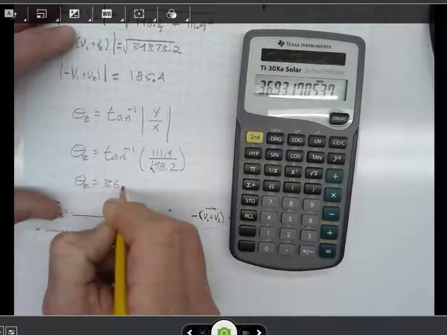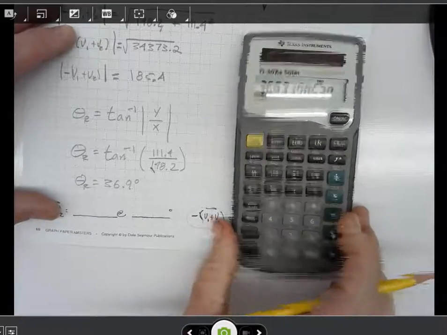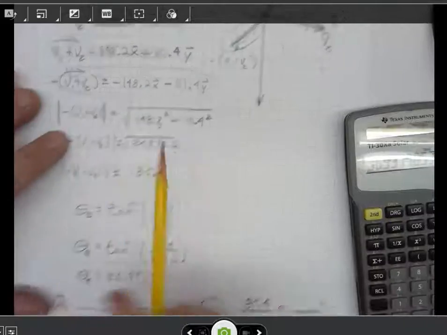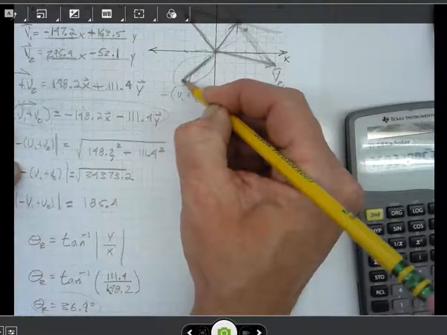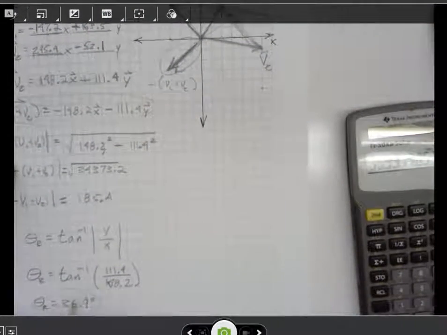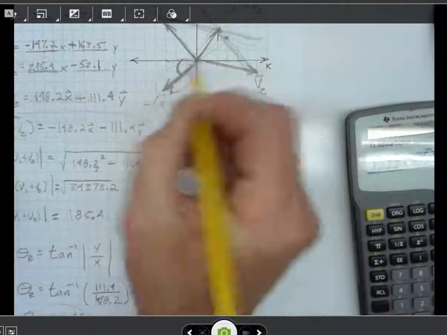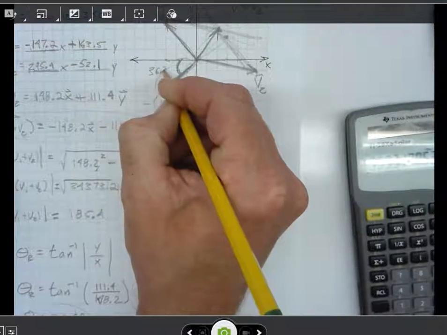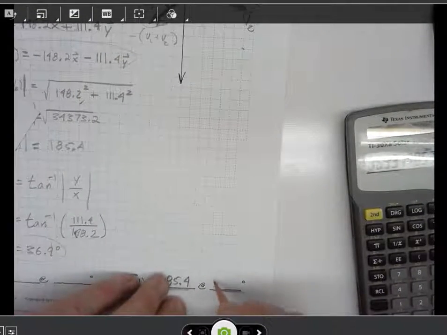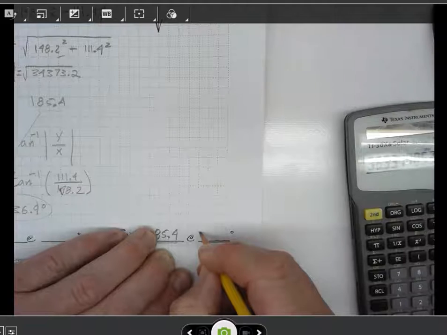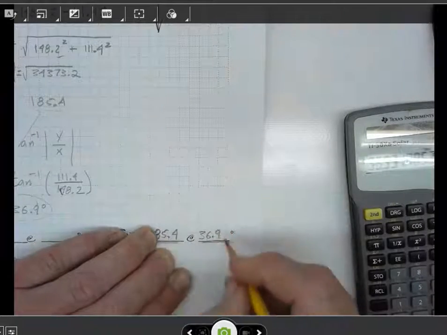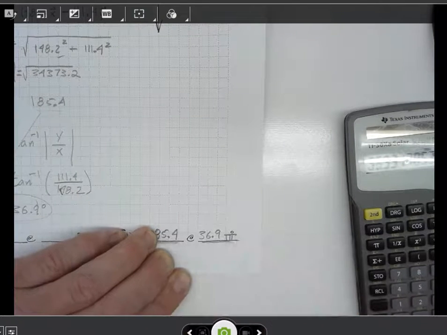Now, 36.9 degrees. But that's the reference angle. Remember, we're talking about this opposite vector, the one that is down here in this location. What angle did we just find? This 36.9 is this angle right here. So if I want, I can go down to my answer here and write this angle in a couple of different ways. I can write 36.9 and then indicate that we are in the third quadrant.